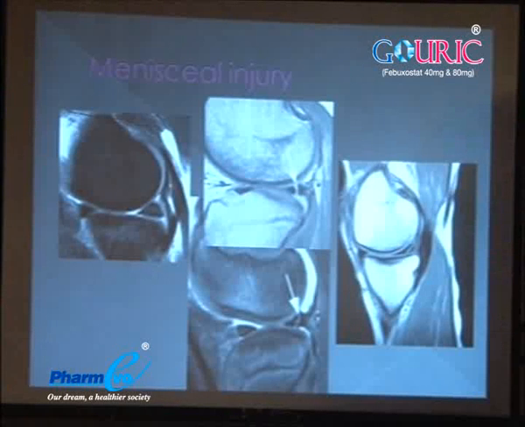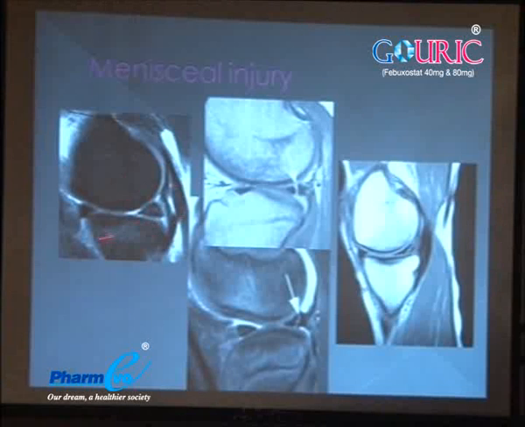Okay. This is the meniscus. You see this triangular bit here and you see that triangular bit there. These are cross-sectional images of the meniscus. They should be black. Like I told you, there's not enough water in these structures to give you a good signal. So they should be black. But you see a bit of signal here, which is abnormal.